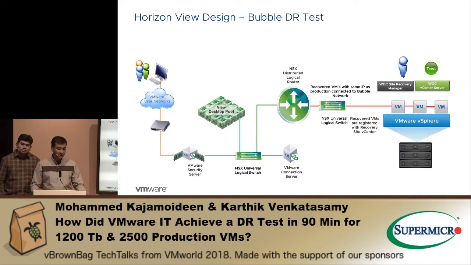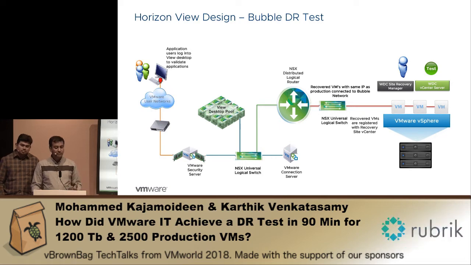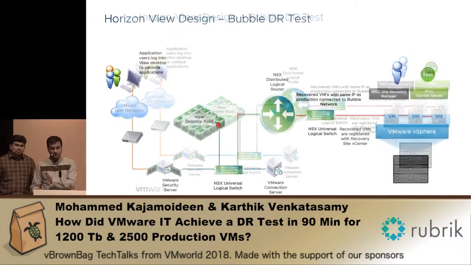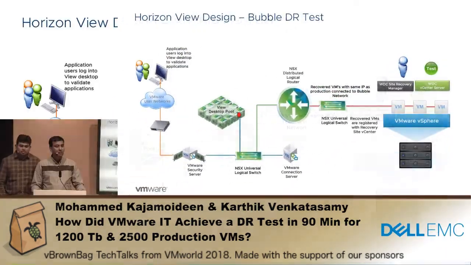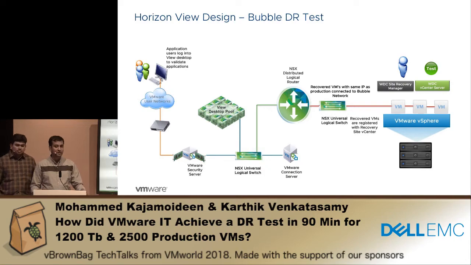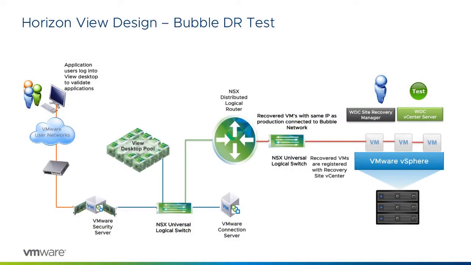Let's see how the user gets the View desktop here. The user requests to log in to the View pod. The request is sent to the security server. The security server forwards the request to the View connection server. The View connection server validates the user request, and based on the user authentication and entitlement, it assigns the View desktop. Since this View desktop is inside the bubble, once the user logs into it, they can access all the recovered VMs in the bubble environment.